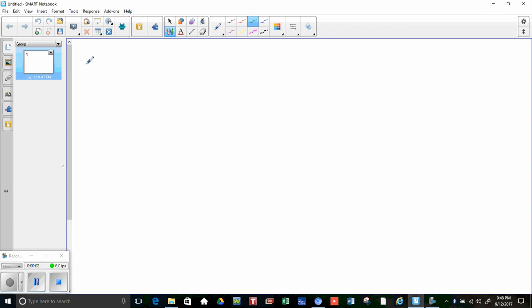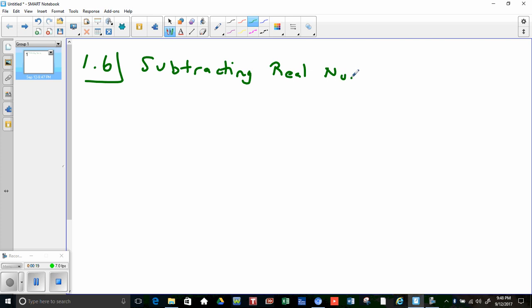Okay, section 1.6. Now we are subtracting real numbers. All right, and the way we want to try and think about this is I prefer to turn everything into an addition problem if possible, especially when we start.